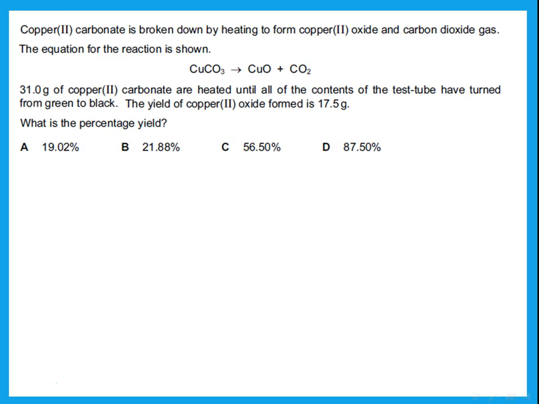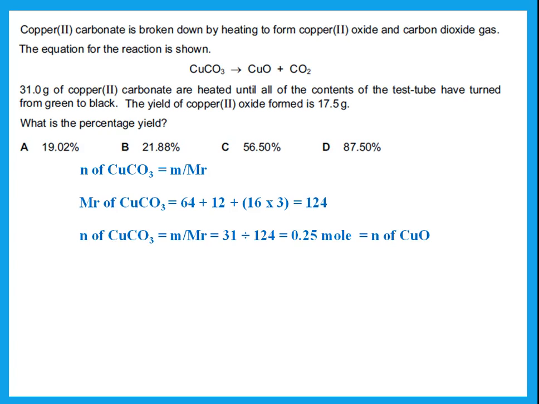So in order to get the percent yield, I have to calculate how much he should have gotten. If he starts with 31 grams of copper carbonate, I get the number of moles of copper carbonate, mass over molecular mass. The molecular mass of copper carbonate is this. That means number of moles would be 0.25 mole. Okay. So now I have the number of moles of copper carbonate, but he's asking about copper oxide, and I see from the equation that 1 gives 1, and that means that the number of moles of the copper oxide is the same as that of copper carbonate.